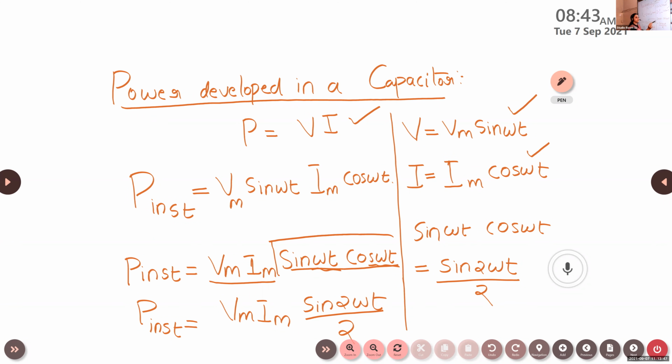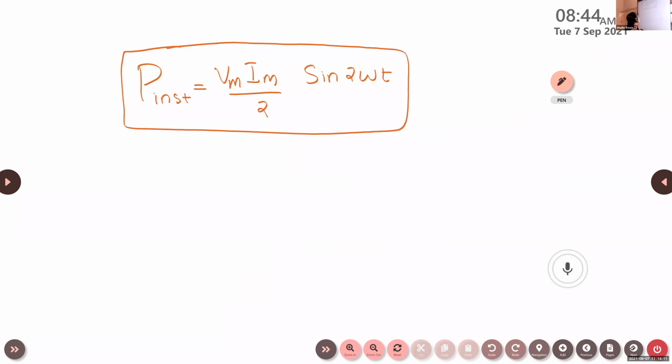So this sin omega t cos omega t is in the form of the trigonometric identity sin theta cos theta, which is sin 2 theta divided by 2. Similarly, here instead of theta we have the phase angle omega t. So the expression becomes instantaneous value of power is equal to Vm Im into sin 2 omega t divided by 2. Then we just rearrange the equation. Instantaneous value of power is equal to Vm Im divided by 2 into sin 2 omega t.